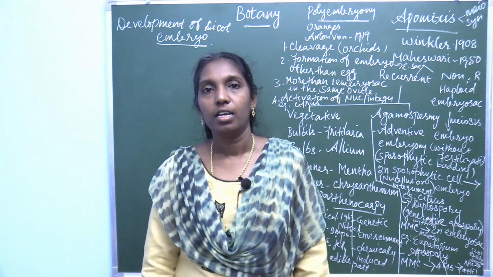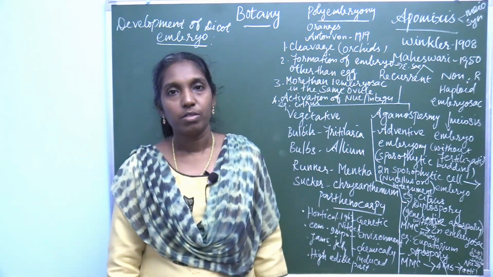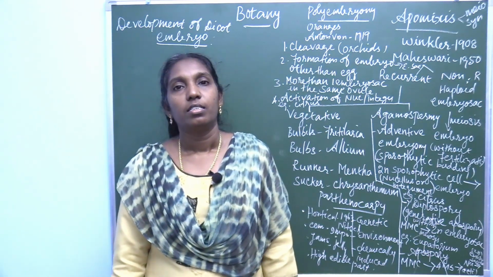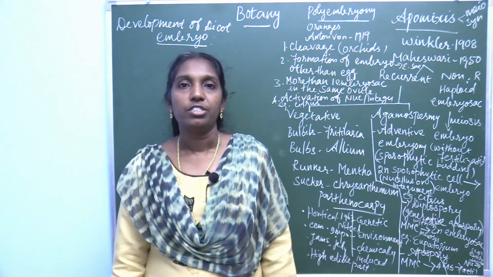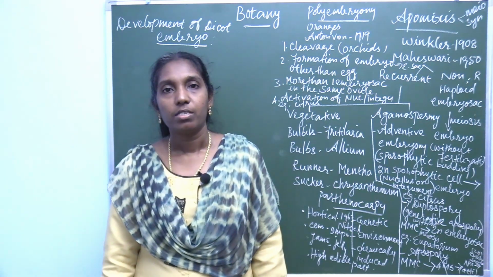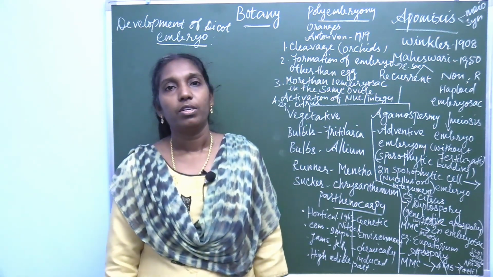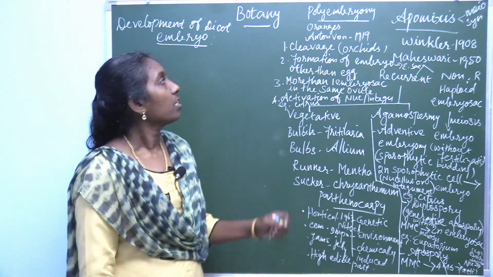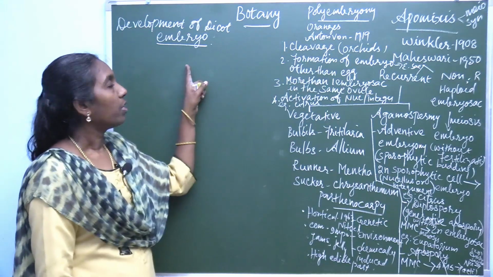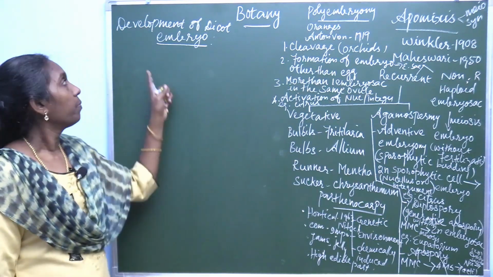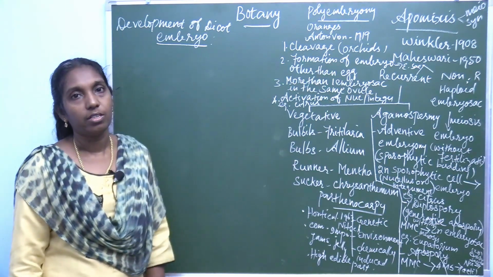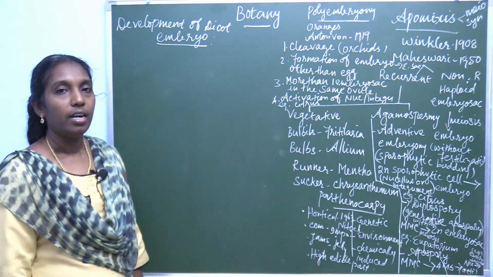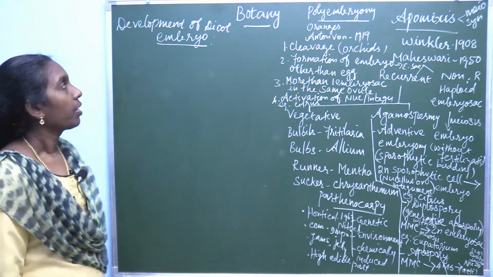In the previous class, you learned the types of style, entry of pollen tube in the embryo sac, double fertilization, triple fusion, events of fertilization and types of endosperm, post fertilization changes and so on. This class, let's start from development of dicot embryo, and we are going to learn the structure of seed, dicot and monocot seed.